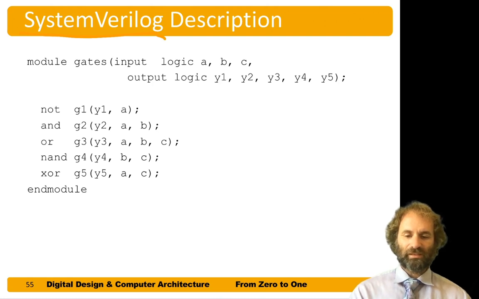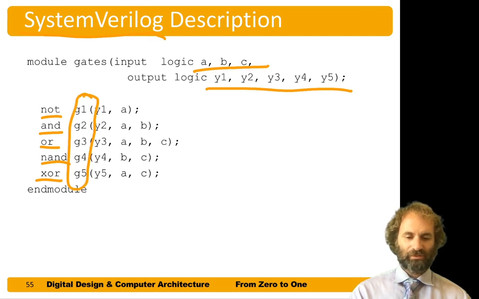So let's say we wanted to define some logic gates. We've got inputs A, B, and C, and 5 outputs from 5 different gates. We could have a NOT gate, an AND gate, an OR gate, a NAND, and an XOR. Each gate has a name, just to tell them apart. This NOT gate could be named Bob, but instead we're just going to name him G1. And then the signals are listed as output, and then the inputs. So this NOT gate has input A, output Y1, and the NOT gate just happens to be named G1.